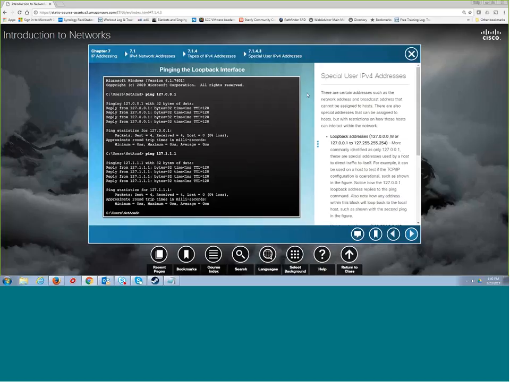Other addresses that are important: if you've ever seen the t-shirt, there's a couple of t-shirts that say there's no place like 127.0.0.1, which is home.